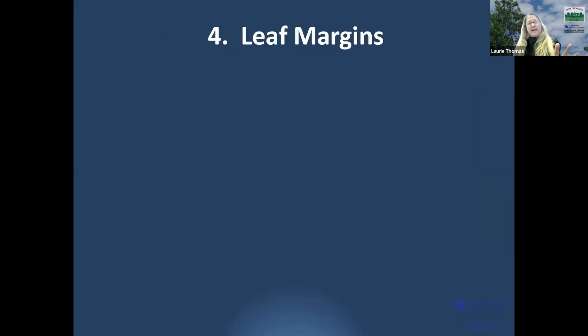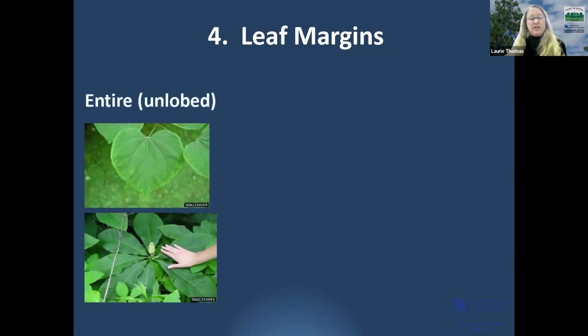Okay, so we've looked at, is it needle-like or is it broadleaf? We've looked at our leaf arrangement, alternate or opposite or whorled, and we've looked at our leaf form. Is it a simple leaf or a compound leaf? Now let's talk a little bit about margins. These are the edges of the leaf. What does that look like? That's a really good characteristic to look at too.